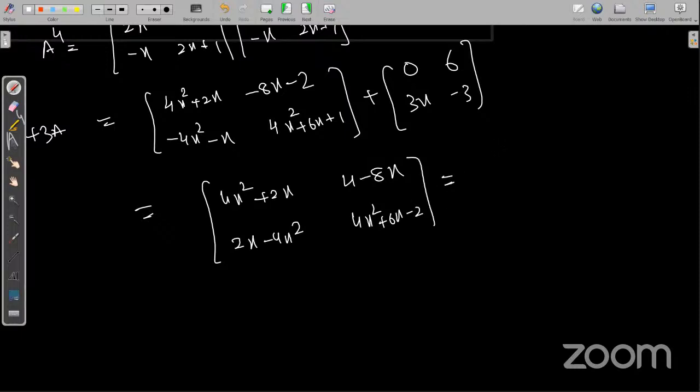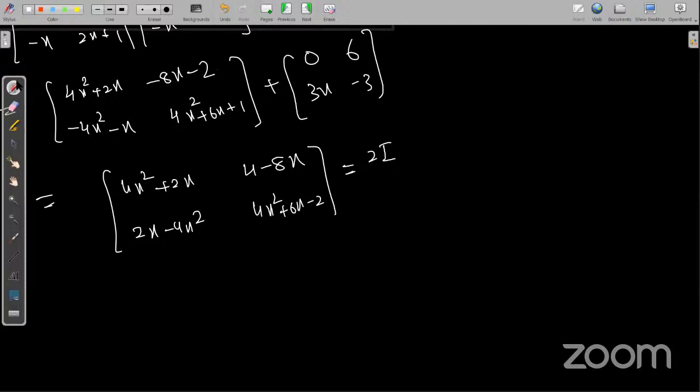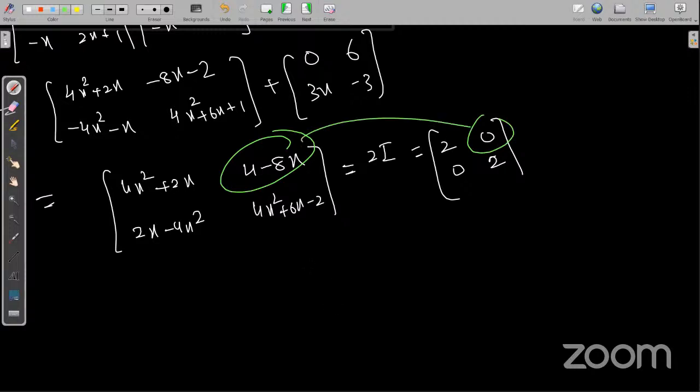Okay, so this one is equal to 2 into I, guys. That is what he has given. If someone is saying 2 into I, what is the intention? So it is [2, 0; 0, 2], right? So you can compare any entry and find it out. You can make this as 0, but anything you can do. 4 minus 8x is equal to 0. What is the value of x, guys? 1 by 2. That's the answer.